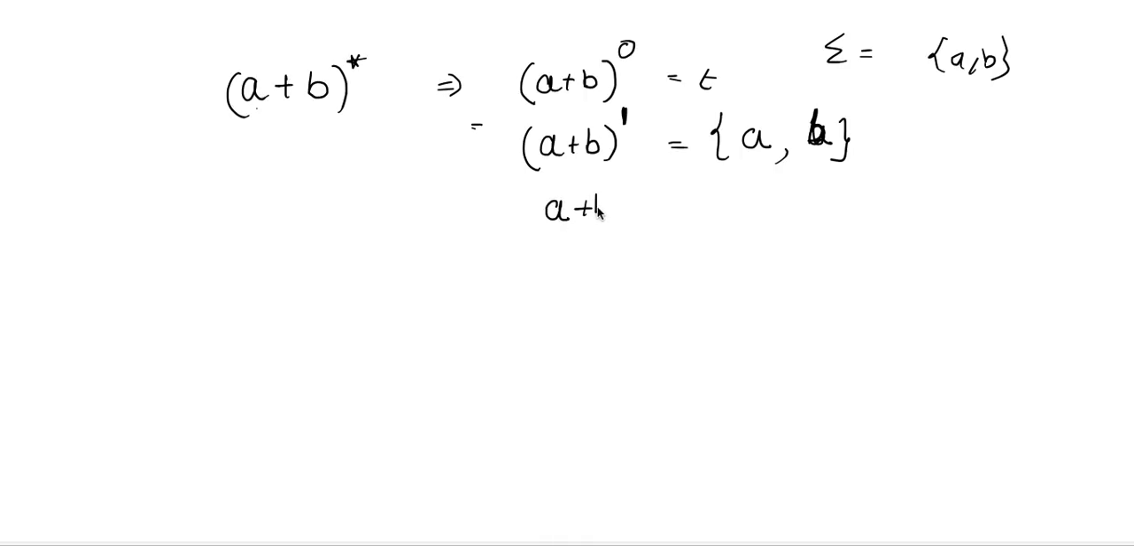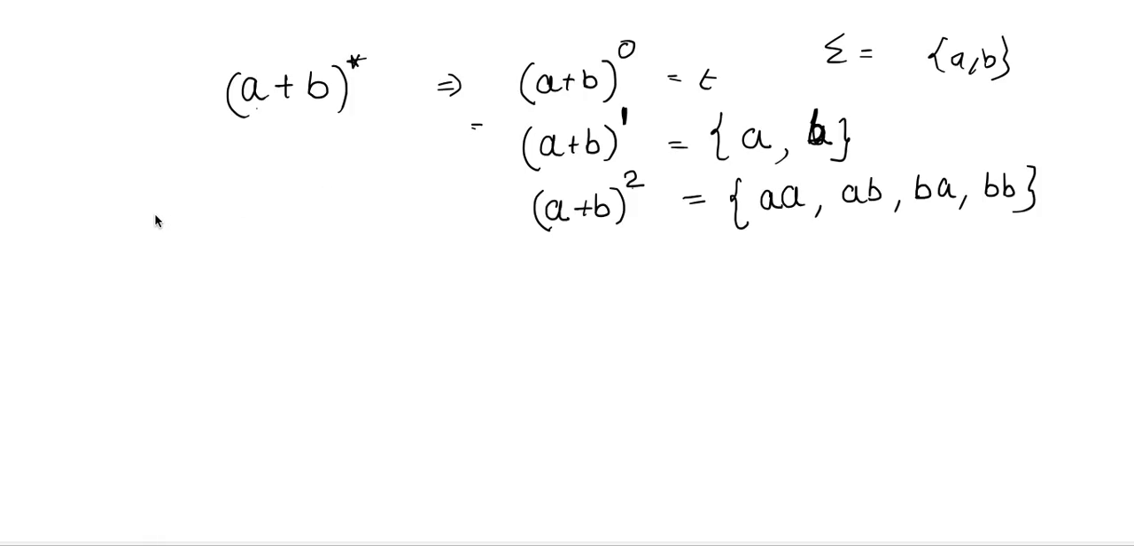If I put (a+b)^2, what it says is that with the help of a, b, it becomes strings of length 2 with the help of a and b. It came like this: aa, ab, ba, bb. So these are the strings which are present in it.